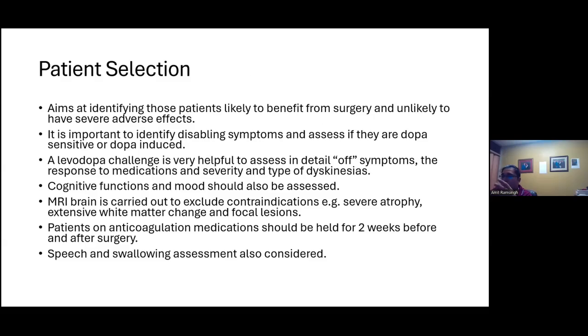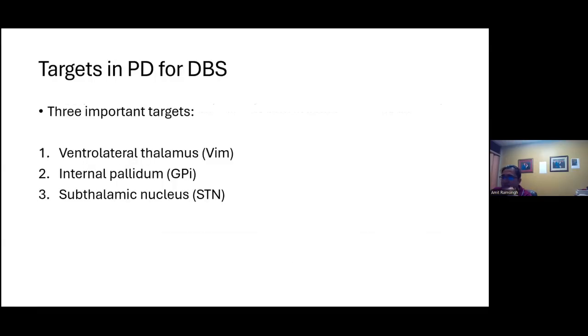MRI brain should also be carried out to exclude contraindications like excessive atrophy or white matter disease or any focal lesions or tumors, and patients on anticoagulation should have it held for at least 2 weeks before and after surgery, as well as a speech and swallowing assessment. So in summary, we're looking at the targets in Parkinson's disease for DBS, right? And there are 3 important targets to know: the ventrolateral thalamus, the globus pallidus internus, and the subthalamic nucleus.